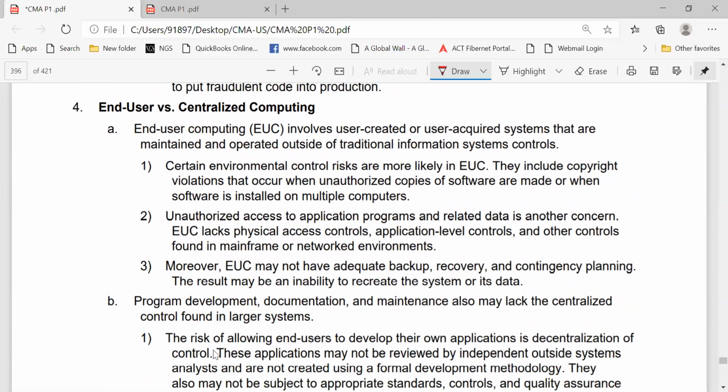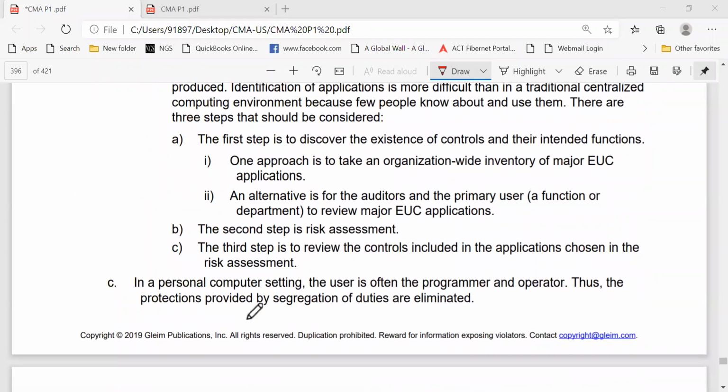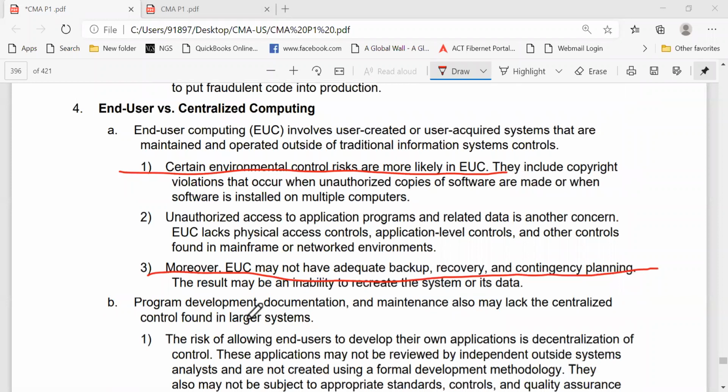Now end user computing would be more of the ground level people or the operational level people taking it up. Certain environmental control risks are more likely in end user computing, as you can see here. Unauthorized access to application programs and related data is another concern. Moreover, EUC may not have adequate backup, recovery, and contingency planning. The result may be inability to create. As you can see there, it would be a problem. Now, moving forward, you can see EUC applications. Then it is also there as your centralized computing.